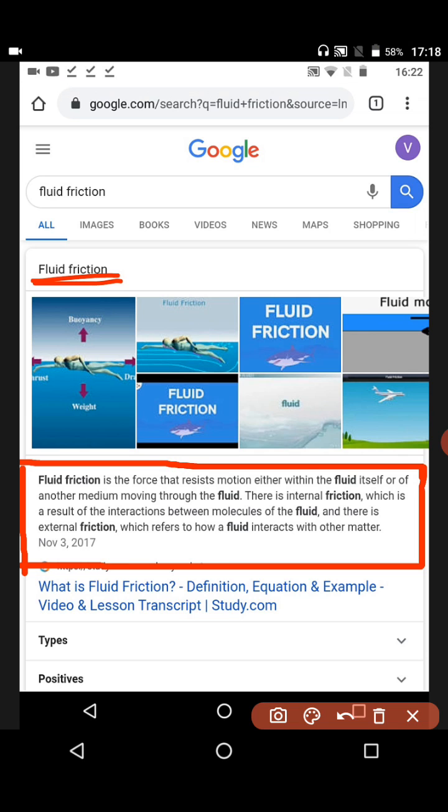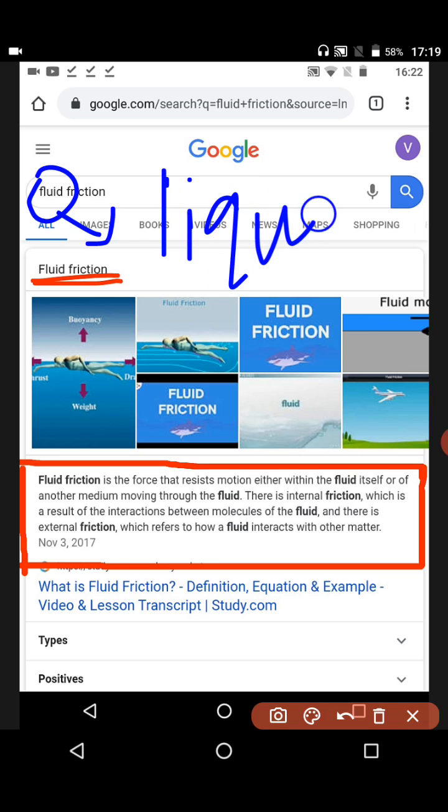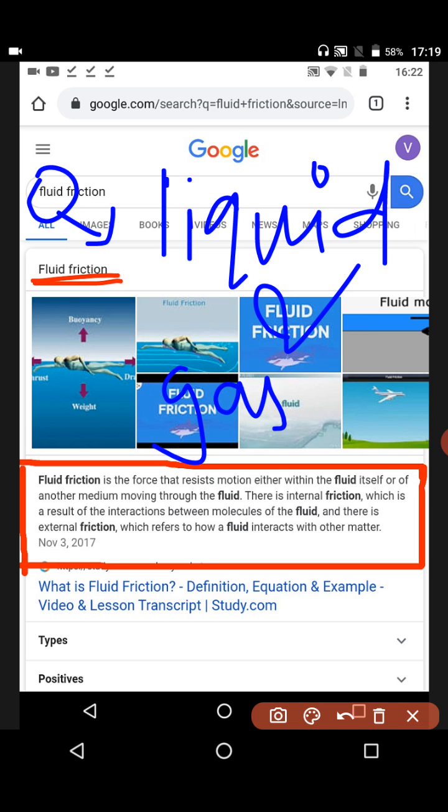Okay, in science the common name of gases and liquids is fluids. So what is fluid also is important, right? So fluid, according to science, liquid and gases are called fluids. Yes, that is clear, I think so. This is about fluid friction.